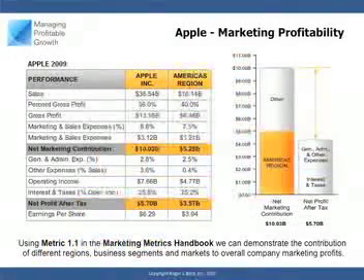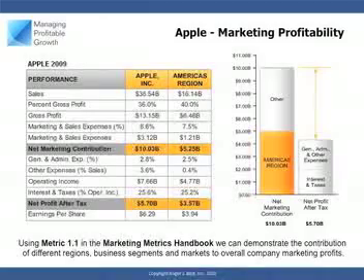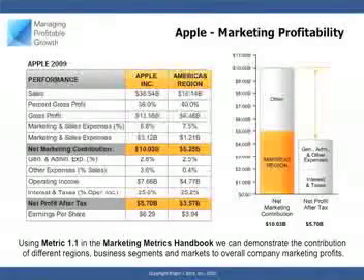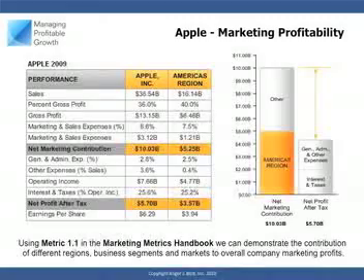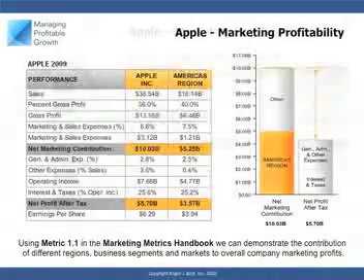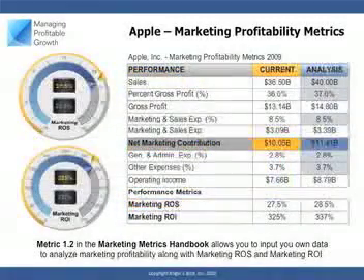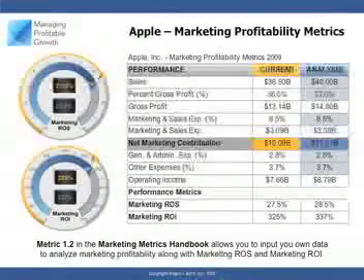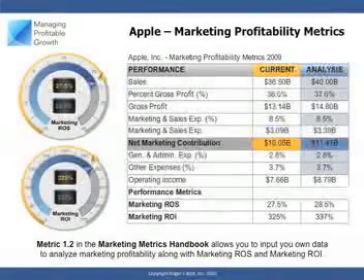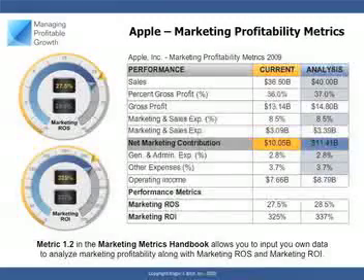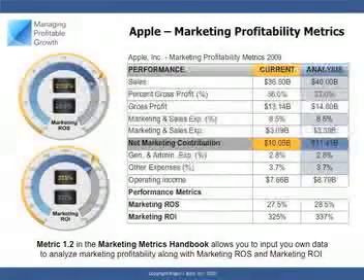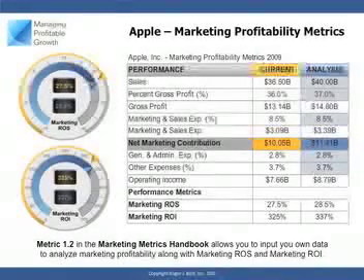The Marketing Metrics Handbook provides a software platform that allows you to analyze your own marketing strategies and marketing profitability. Metric 1.1 allows you to evaluate many different changes in performance and the corresponding impact on net marketing contribution. Metric 1.2 allows you to assess marketing ROS and marketing ROI, as well as net marketing contribution. This allows you to evaluate how performance changes modify these two marketing profitability metrics.